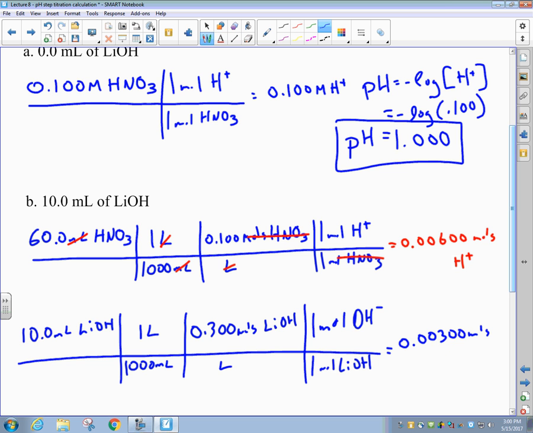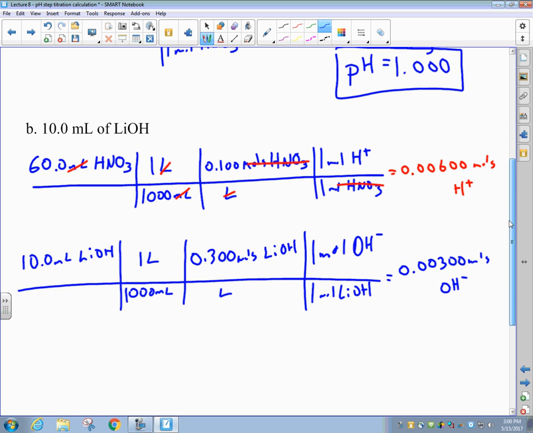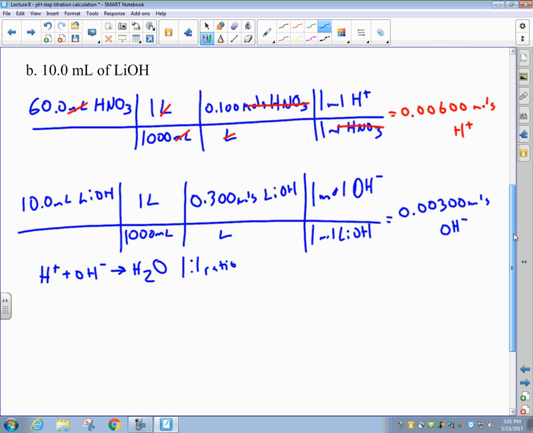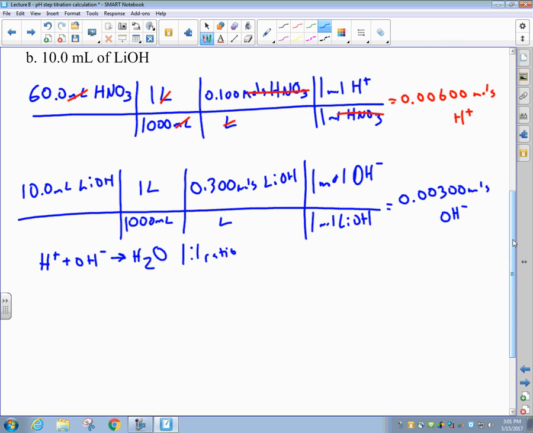And that number is 0.00300 moles of hydroxide. Just like the excess problems, we recognize that we have more moles of hydrogen ion than hydroxide, so we're still going to have a pH reading below 7. We have an excess of hydrogen ions in our solution. We also recognize that hydrogen ions combine together with hydroxide ions in a 1-to-1 ratio to form water. So because of that 1-to-1 ratio in the net ionic equation that we have up on the board right here, we can just simply subtract these two values from one another to figure out the excess amount.